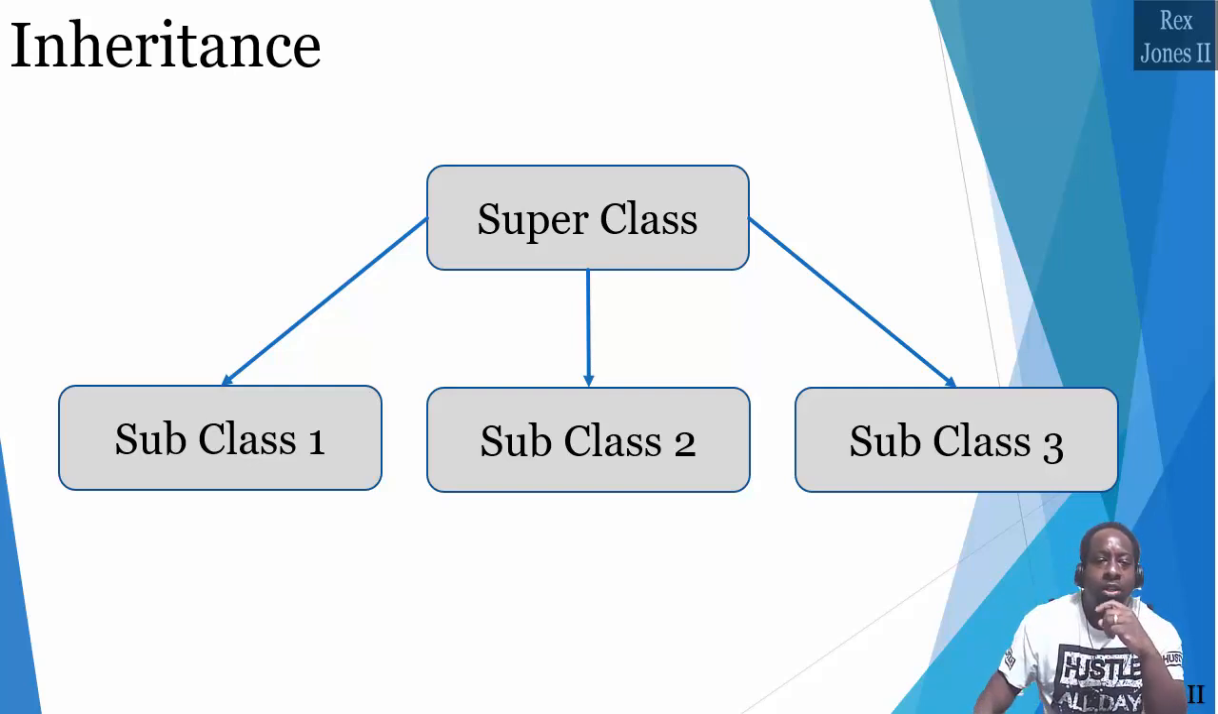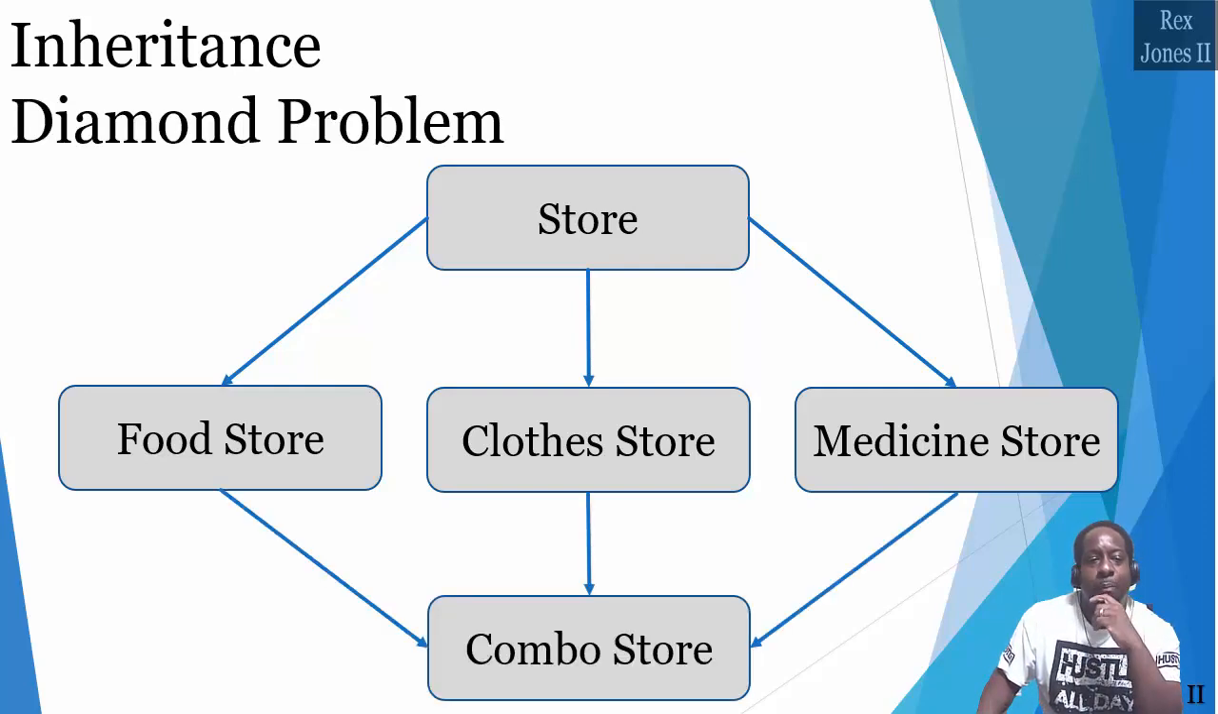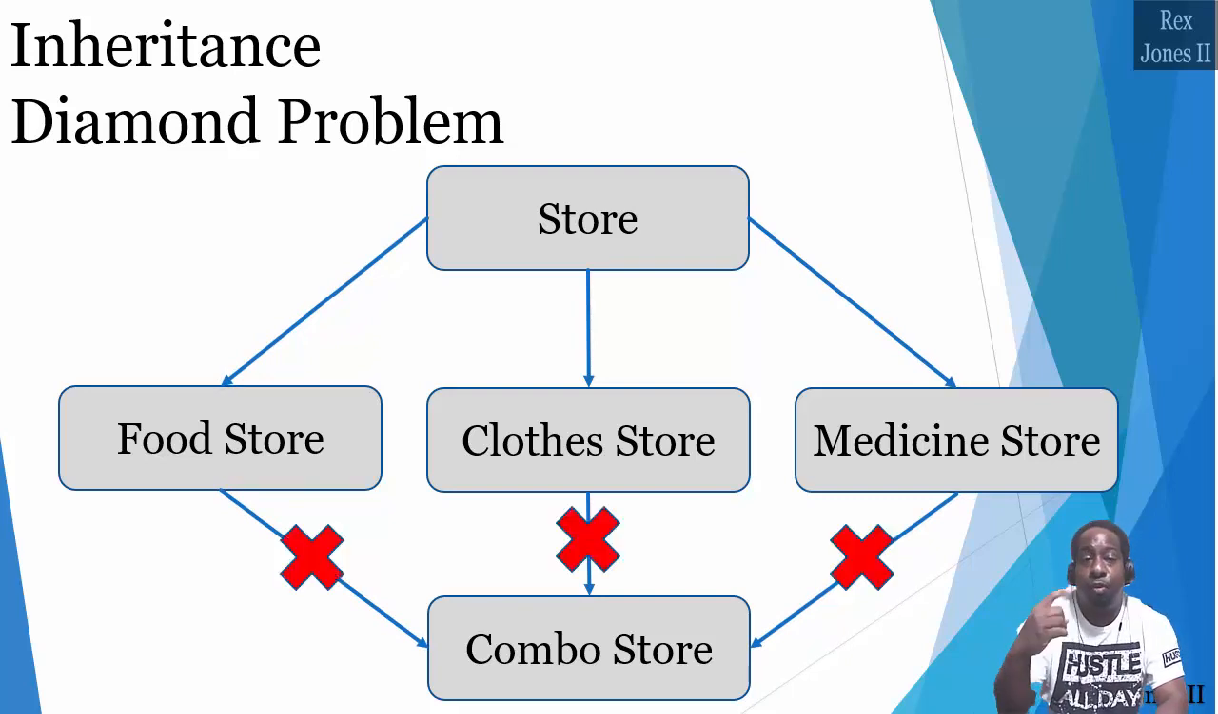Let's look at this diagram using a store example. Store is the parent class, while food store, clothes store, and medicine store are the child classes. With inheritance, there is no way to combine all stores into one combo store. It is impossible because we are not allowed to extend more than one class. This is called a diamond problem. Do you see the diamond? Combo store will not inherit food, clothes, or medicine, although it's possible in real life.